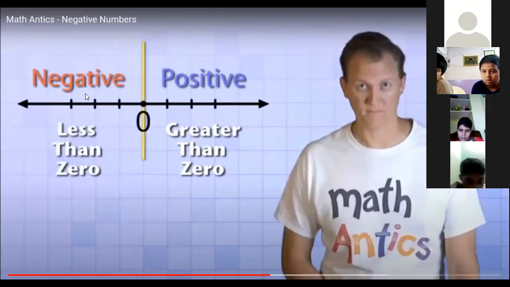Wait, hold on a second. Less than 0? How can any number be less than 0? I mean, doesn't 0 mean nothing?